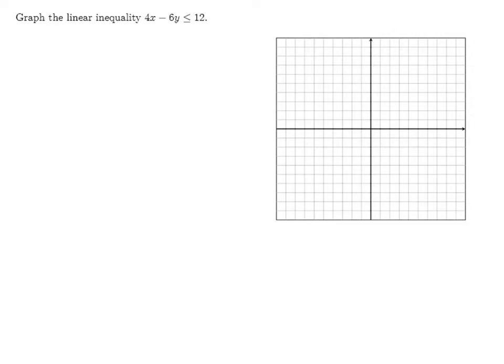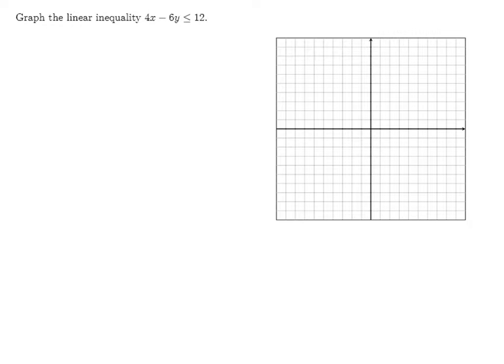In this example, we're going to graph the linear inequality 4x minus 6y less than or equal to 12. To start, we could either use the intercept method to graph the corresponding equation, or we could use the slope-intercept form. In this video, I'm going to show the approach of solving for y and then using the slope-intercept form.